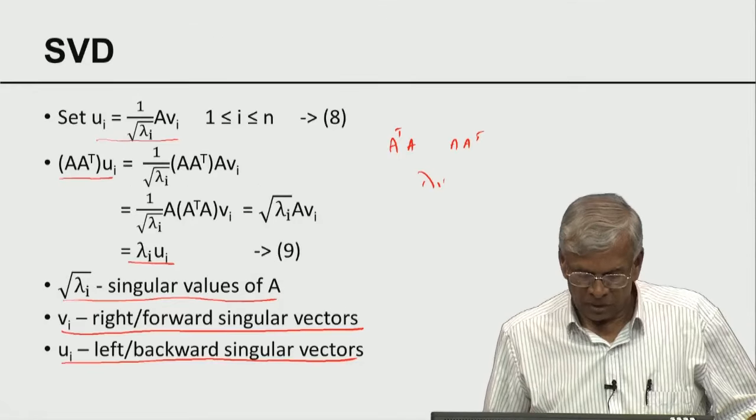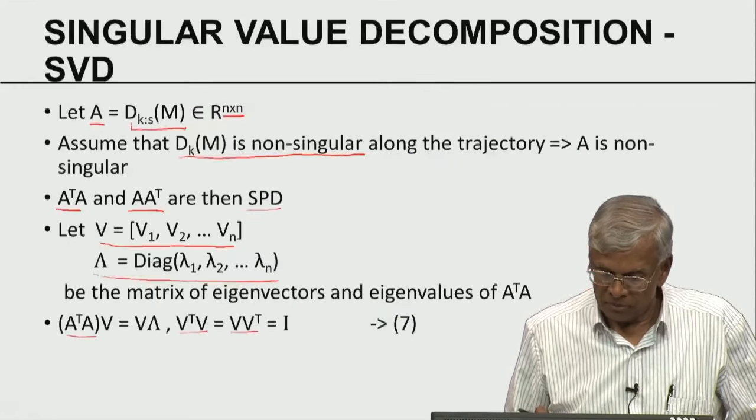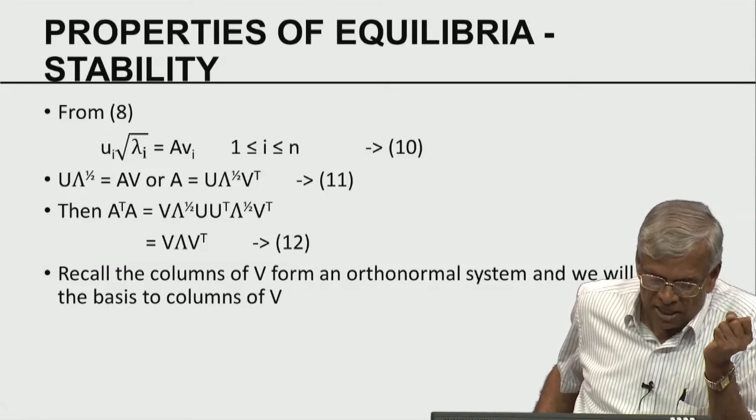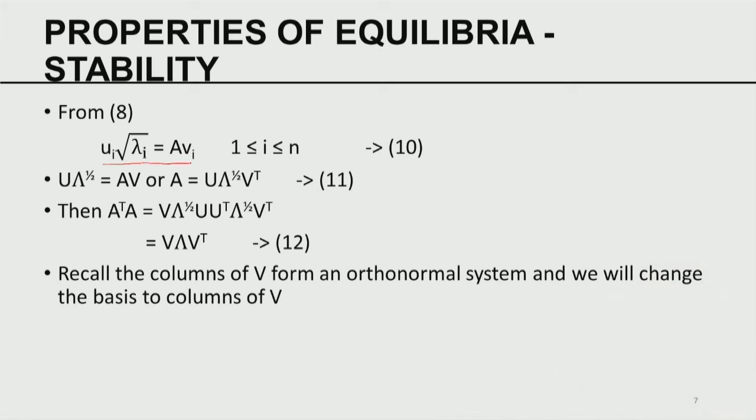Now from 8, I am going backward. I would like to talk about some of the properties of equilibria. From 8, I can rewrite my equation for the definition of u_i this way. There are n such relations; if I collect all of them in matrix form, it becomes a matrix version. So 11 is the matrix version of 10. Therefore, A transpose A is given by this decomposition, because U transpose U is identity. U is orthogonal, V is orthogonal. Therefore, I get this expression. So the columns of V are an orthonormal system.